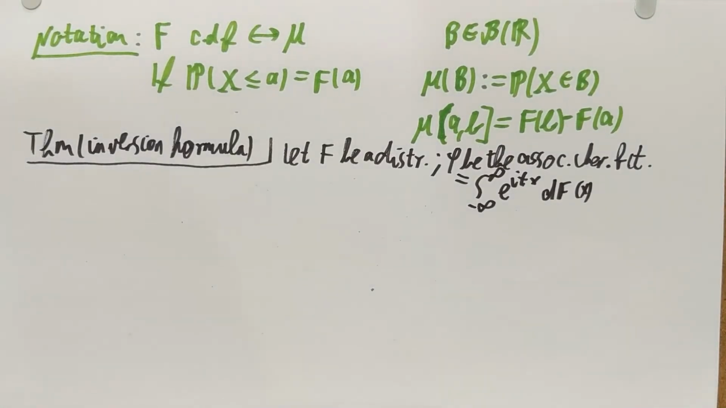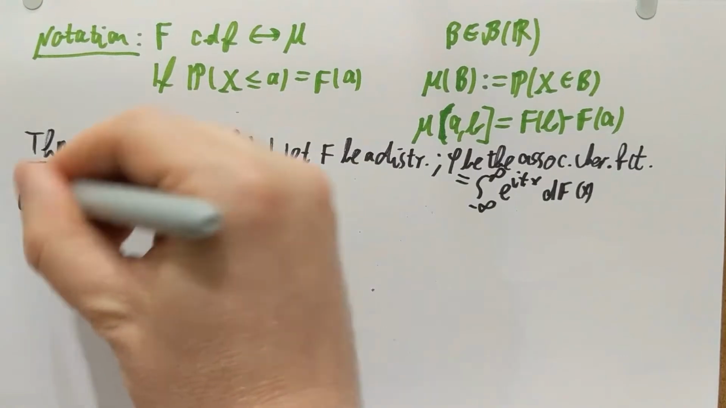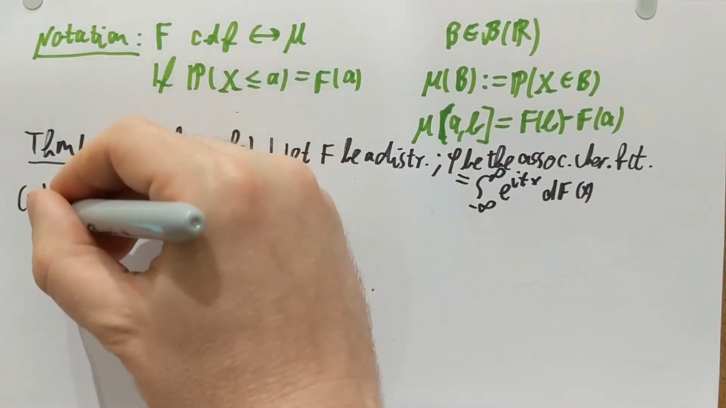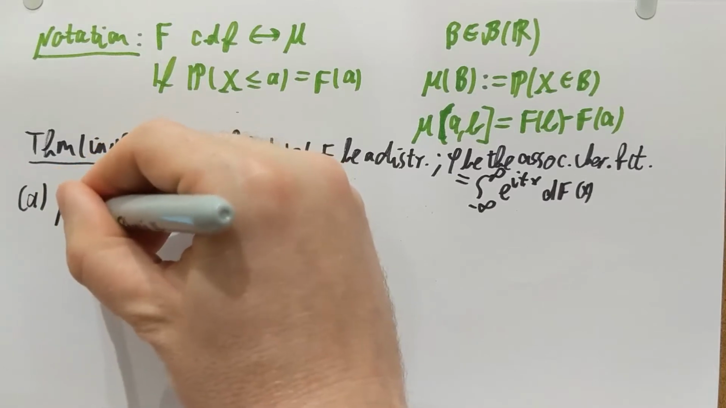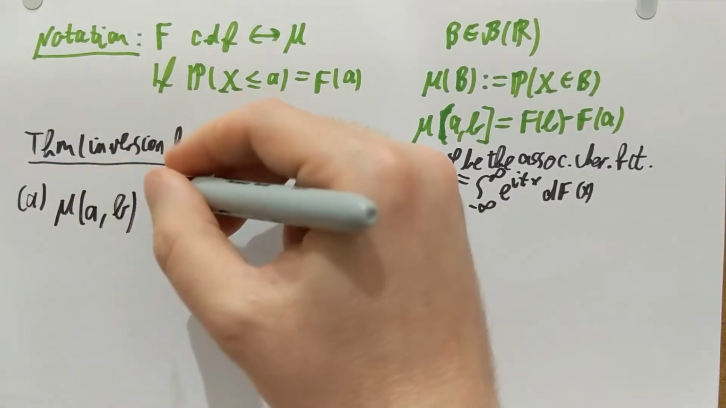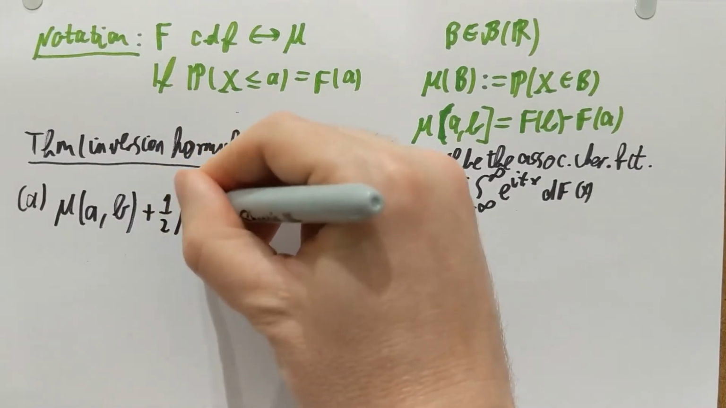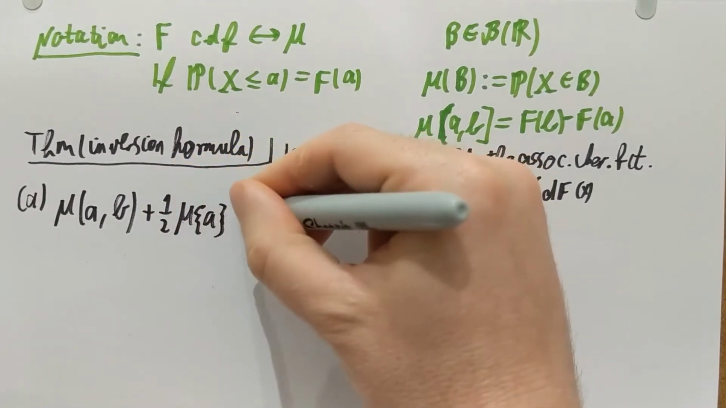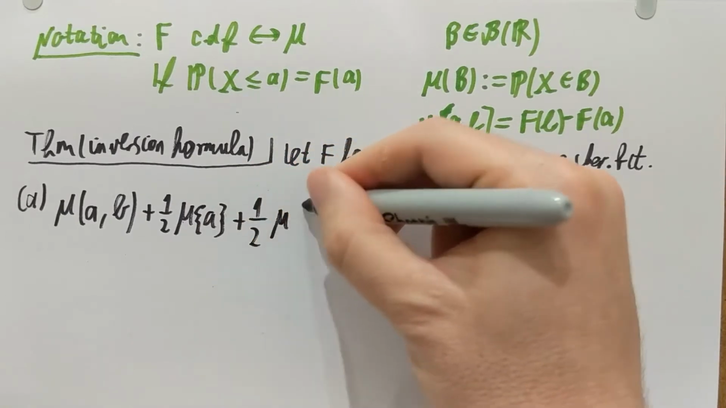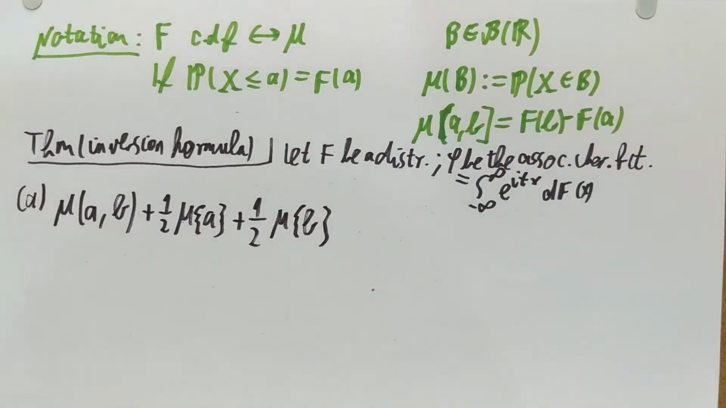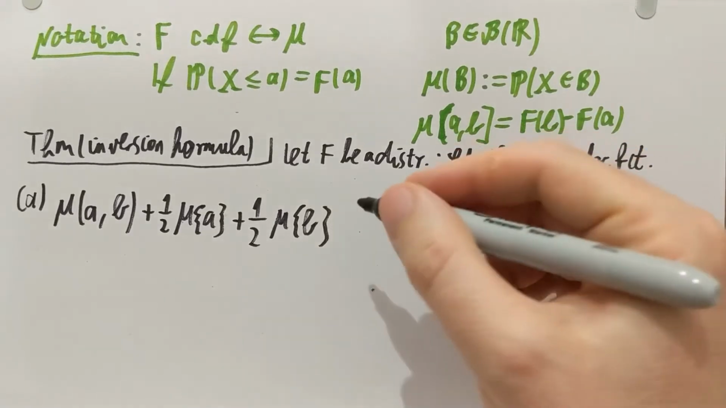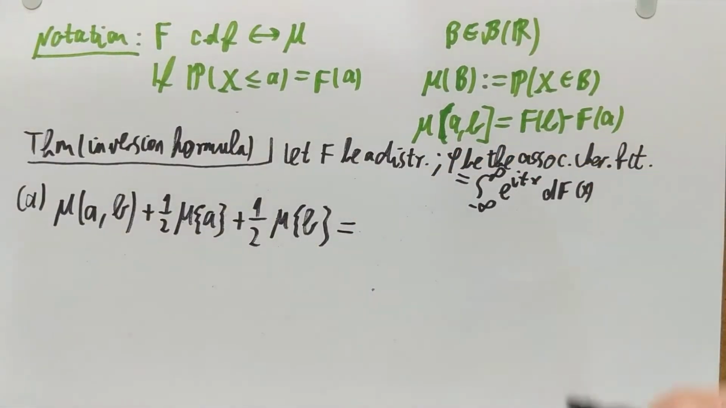Okay, and then I'm going to show you how to find out F from phi. So instead of F directly, I'm going to look at the open interval (a,b) plus 1/2 a possible point mass at a and 1/2 a possible point mass at b. So the random variable could have some probabilities of taking a particular number. For example, it could be discrete or it could be something mixed. This is the quantity which I can explain to you in terms of the characteristic function.